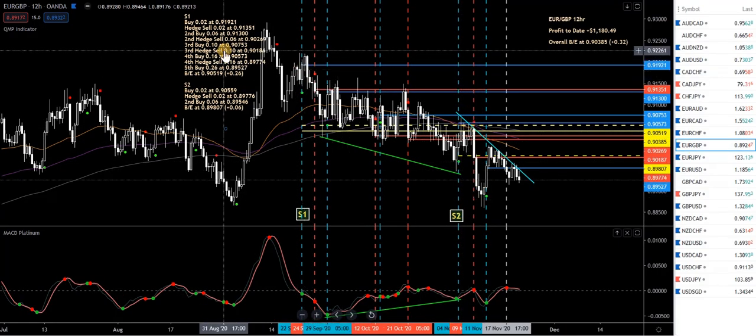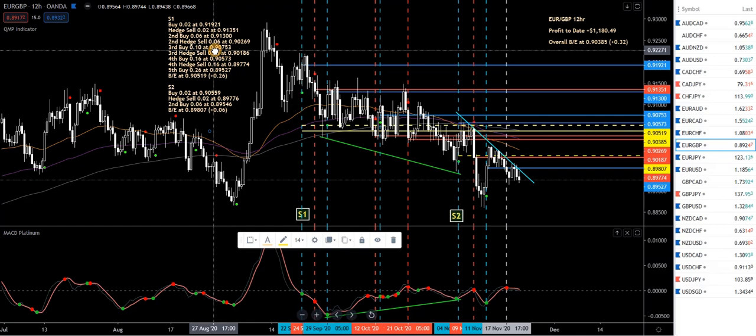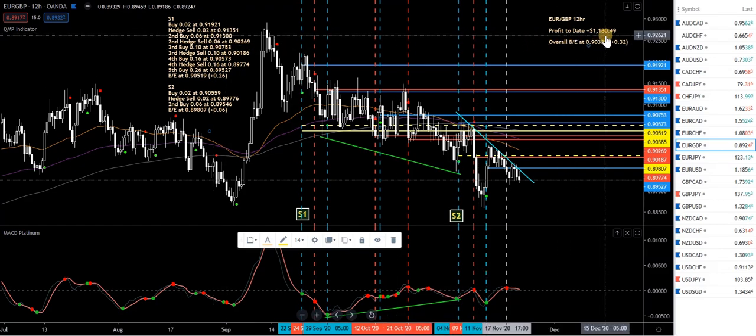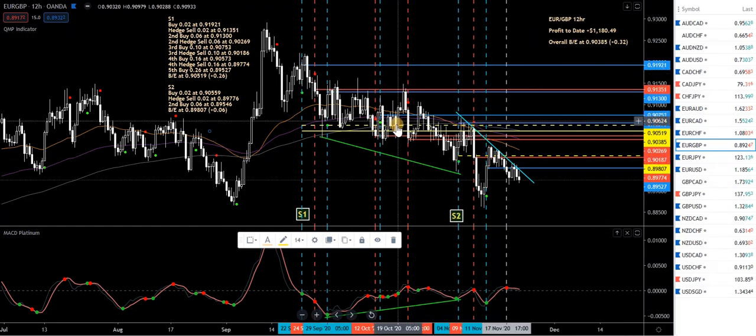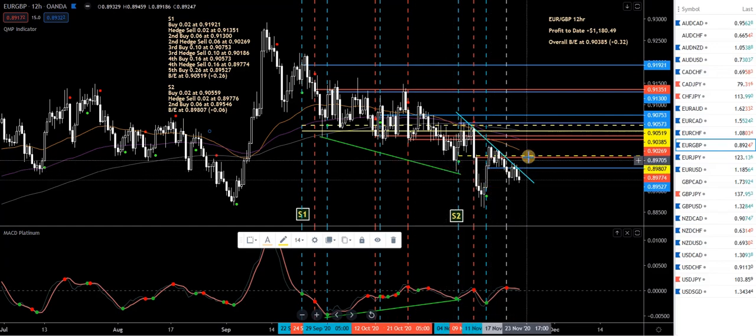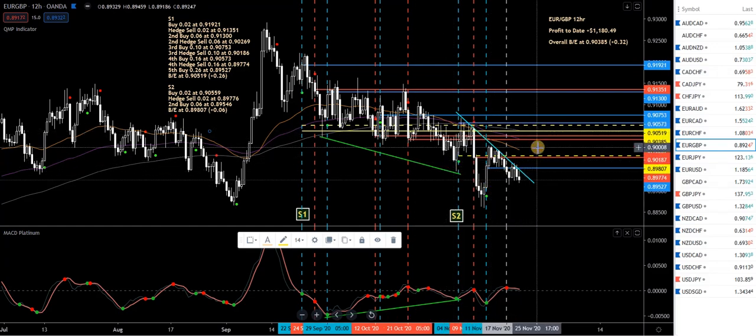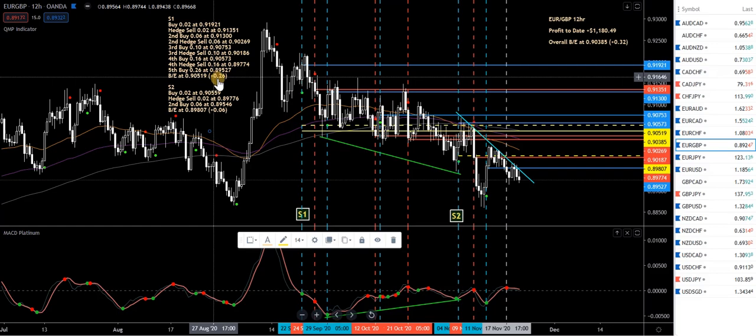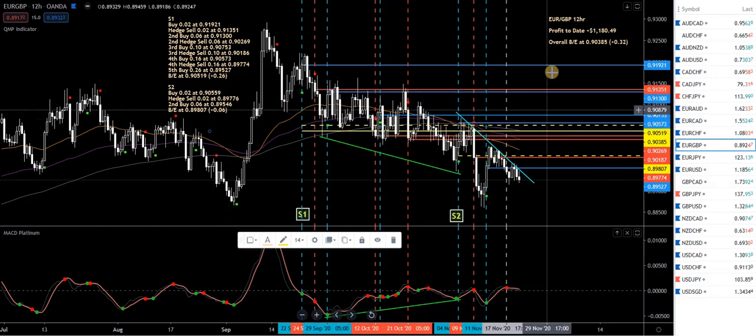Euro pound, a lot happening on here. Also two sequences. Again, just read the notes, pause the video. Making good money, 1,180 overall on this pair. And we've got the two break-even levels, one for each sequence, and the solid one's the overall break-even level.